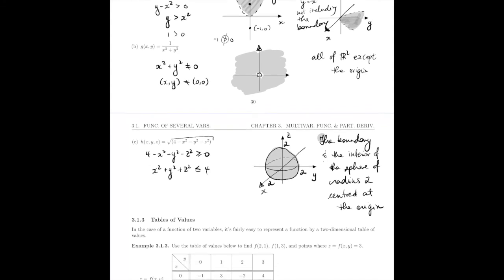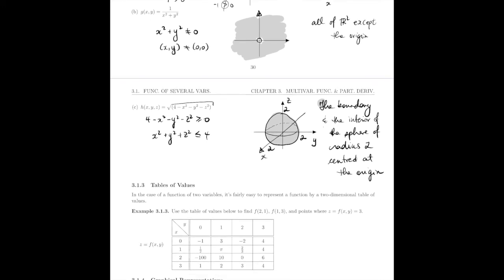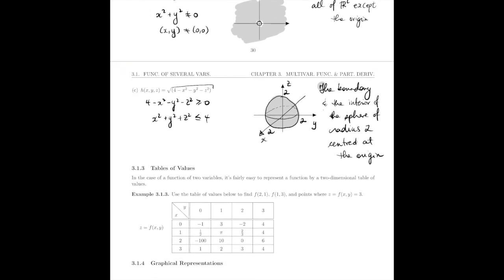Lastly, let's just have a quick look at what a table of values looks like for functions, and we'll do graphical representations in another video. So in the case of a function of two variables, it's fairly easy to represent the function by a two-dimensional table of values. So we have the x values, the y values, and then the z, the function values inside the table. We're asked in example 3.1.3 to use the table of values to find f of (2, 1), f of (1, 3), and to find all points where z is equal to 3.